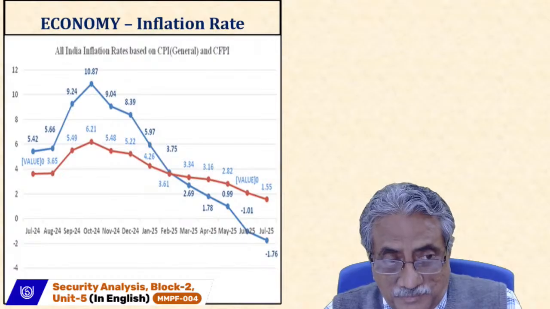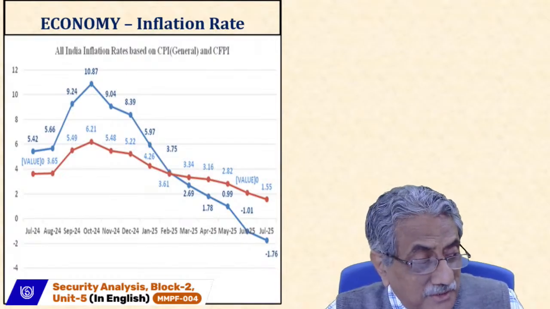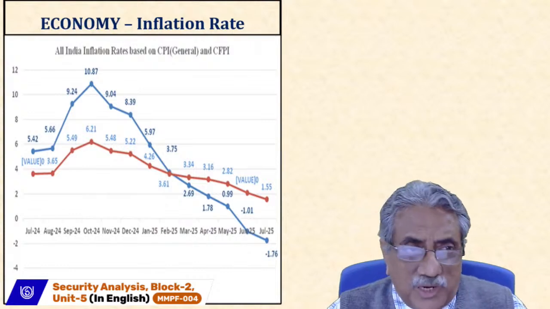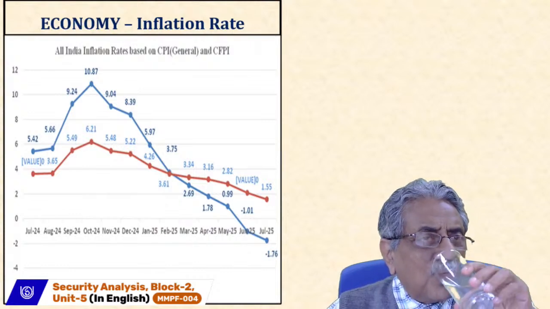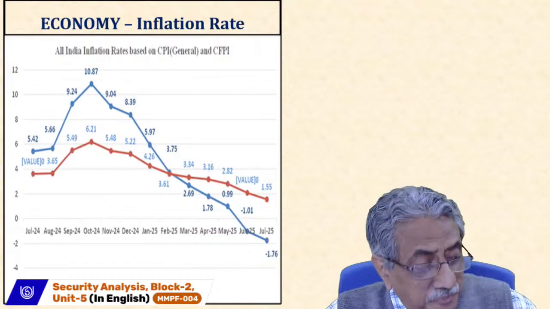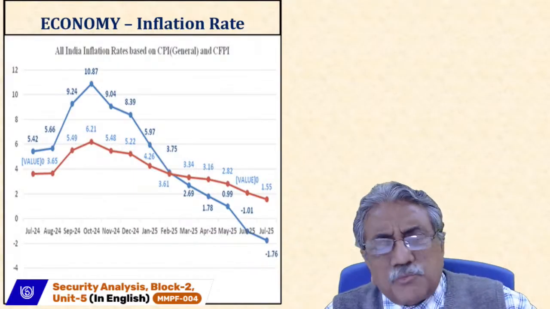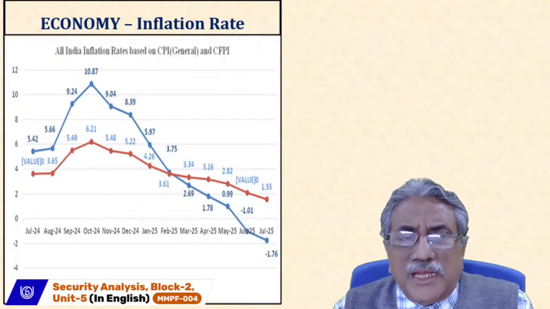Right. So there is a growth in demand. Now I'll move to the next one. If you have not covered it, I will just repeat once more, the inflation part.